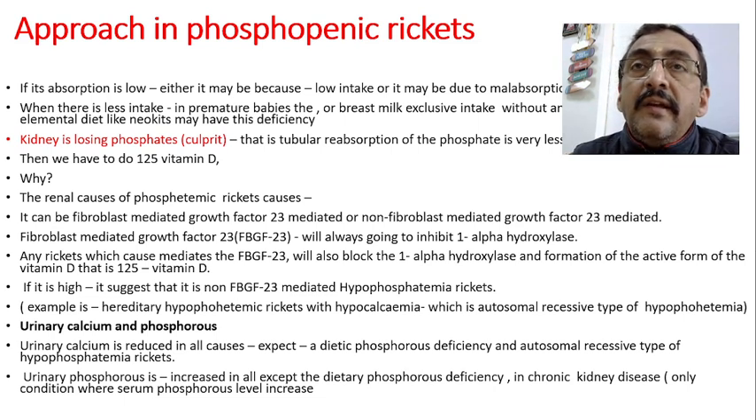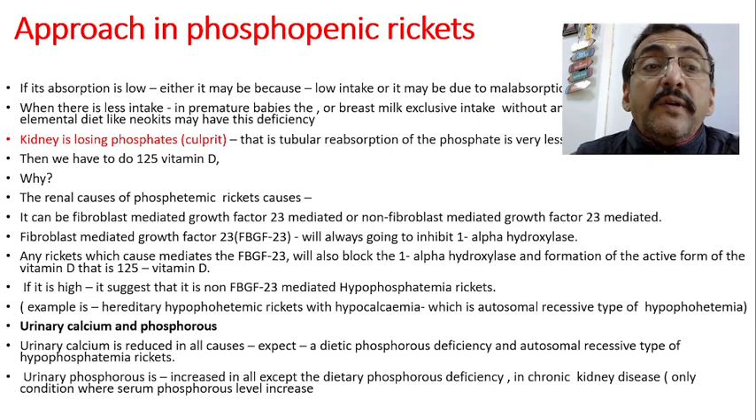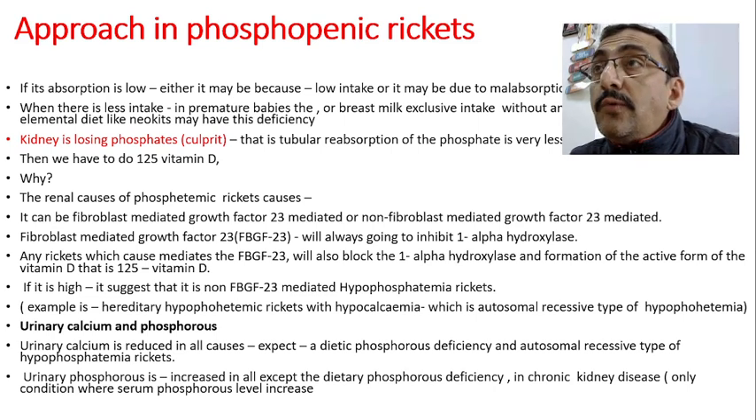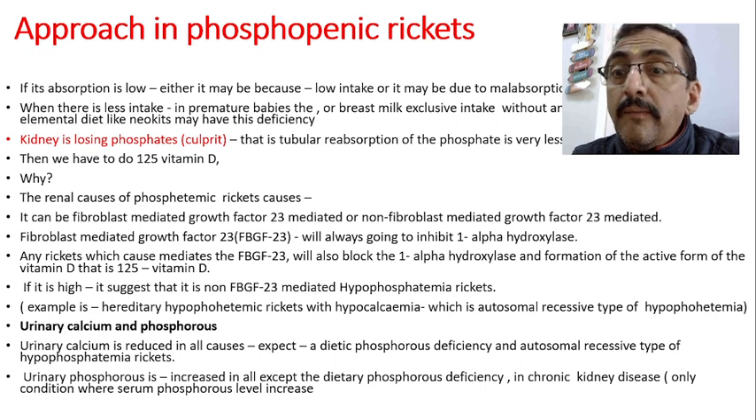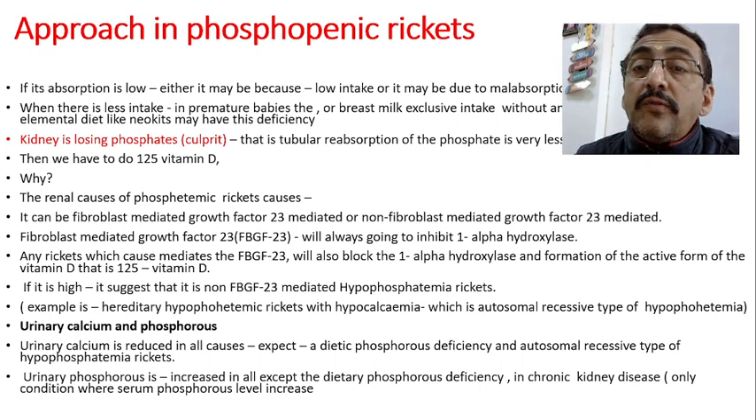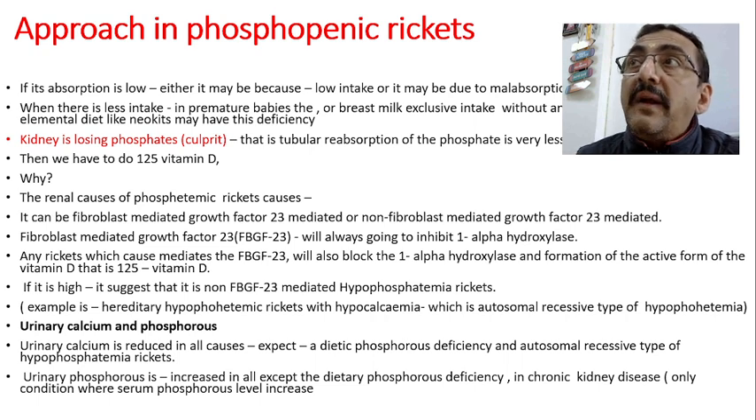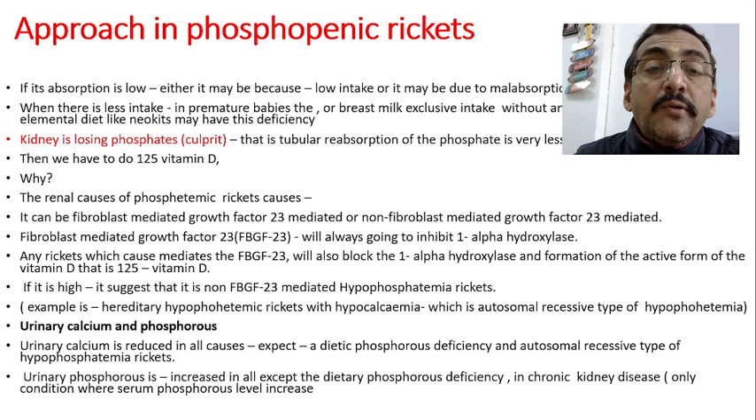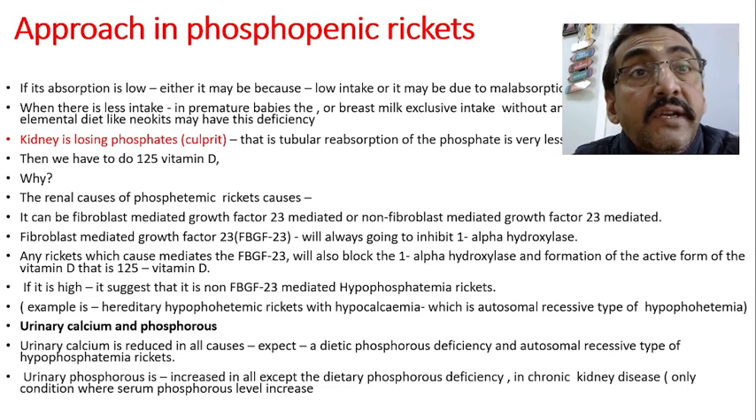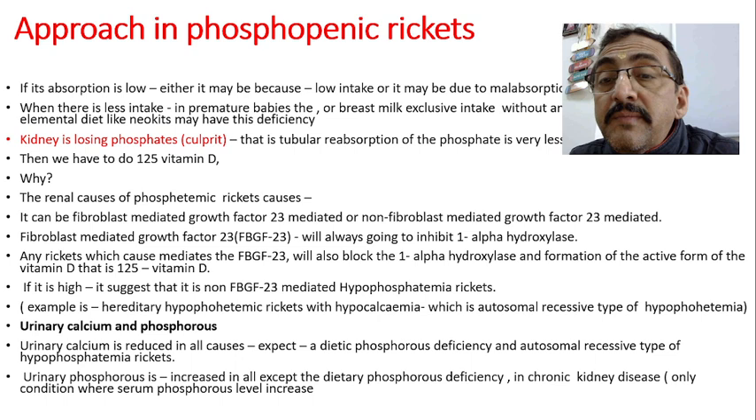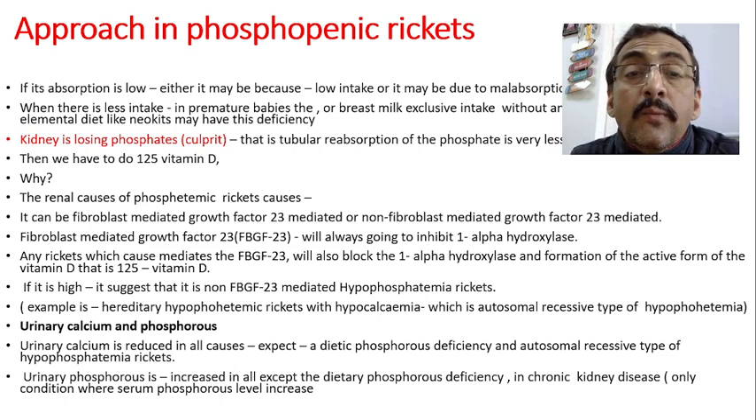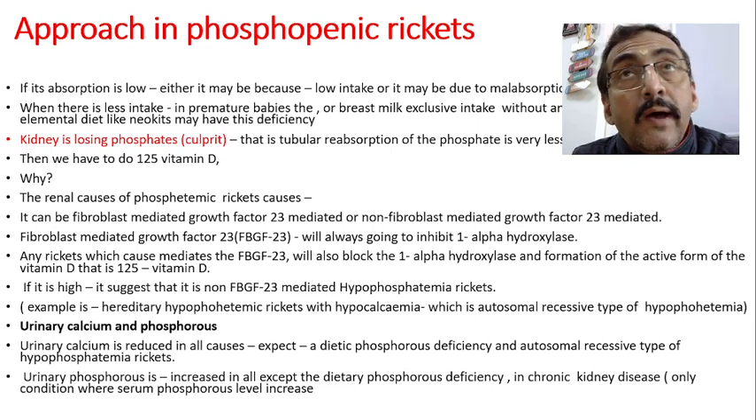Now, the kidney is not a hero, the kidney is now a culprit. That is, tubular reabsorption of the phosphate is very less. Then we have to do 1,25 vitamin D, the active form. Why? The renal causes of hypophosphatemic rickets are there. It can be fibroblast growth factor 23 mediated, or non-fibroblast growth factor 23 mediated. Fibroblast growth factor 23 will always inhibit 1-alpha hydroxylase also.